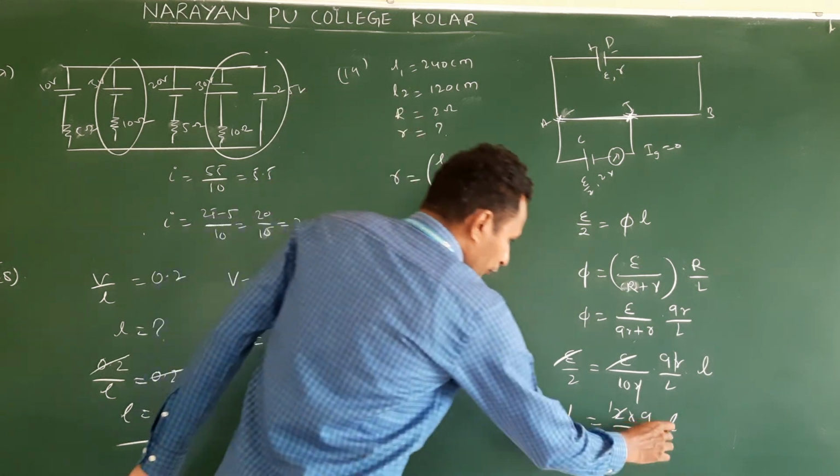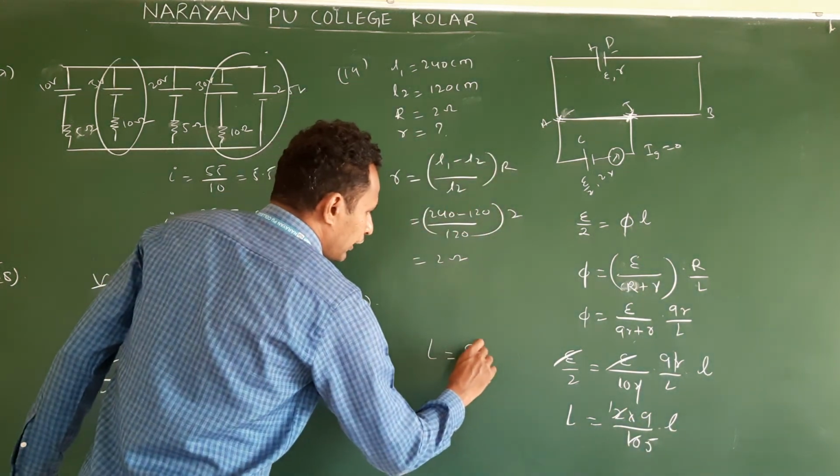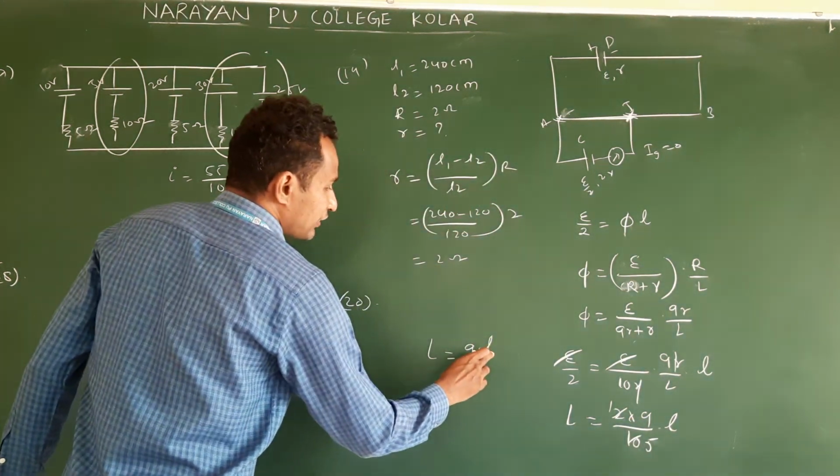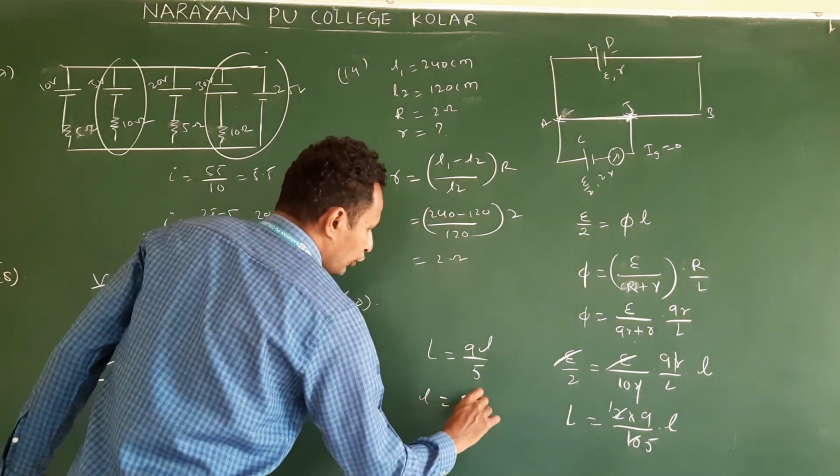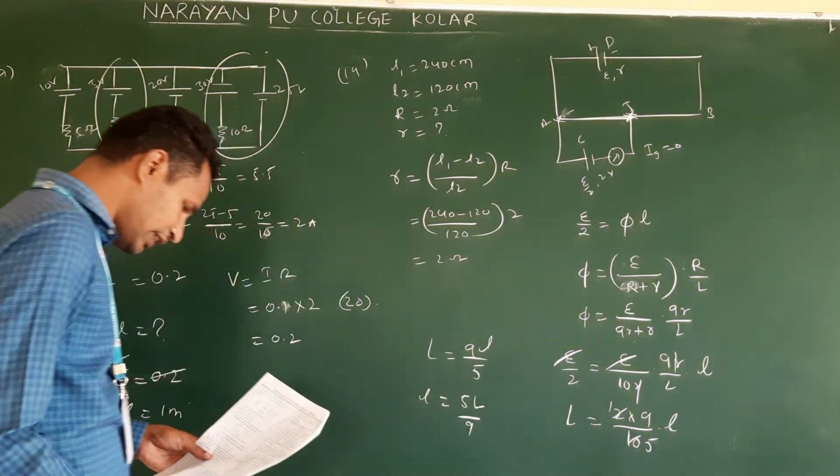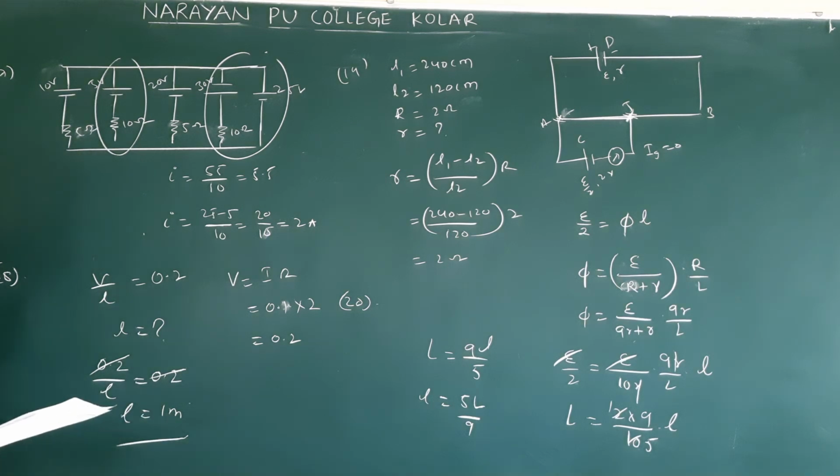Okay? Then L is equal to 9L by 5. What are they asking? Small l. Small l is equal to 5L by 9. Is it there? Yeah, 5L by 9 is there. So option 2.